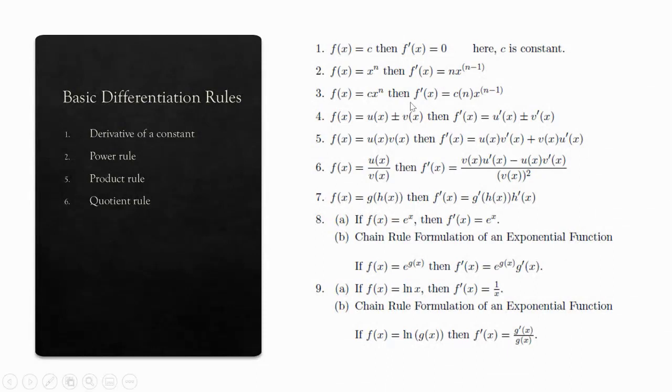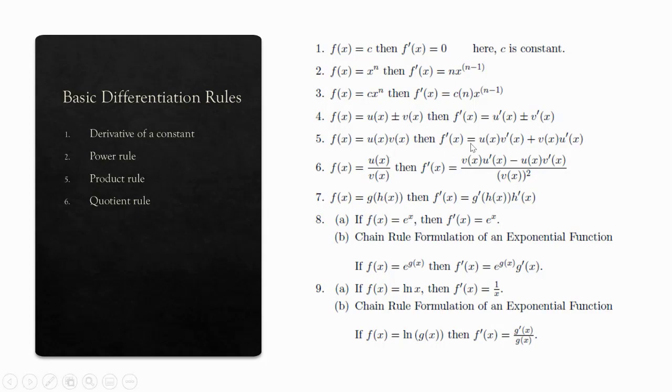So these are the lists of basic differentiation rules. The first one is the derivative of a constant. So if you're trying to find the derivative of 2, it is just 0. And then the second one is power rule, which is the first basic rule that you learn when you're learning how to take the derivative of a function.